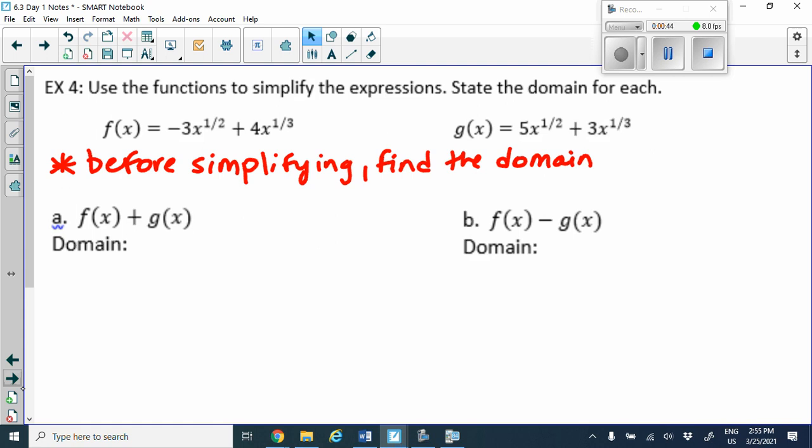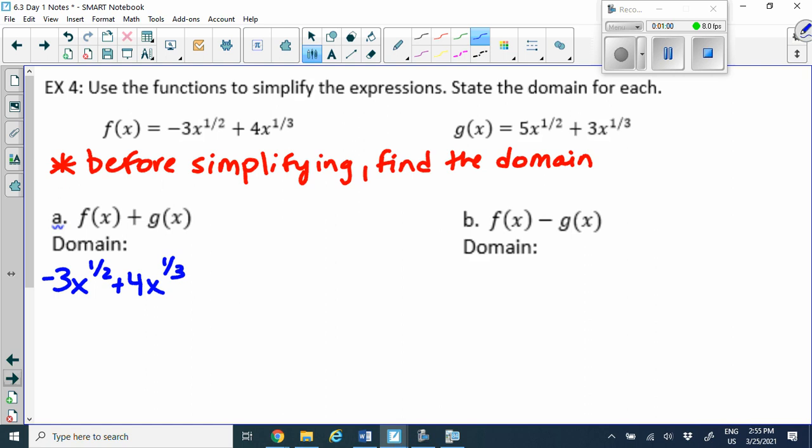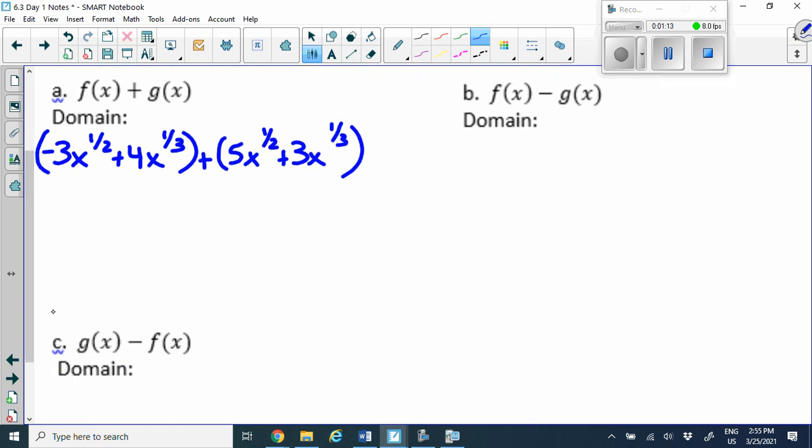Okay, so our first one, we have f of x. Now notice we now have multiple terms here. We have negative 3x to the 1/2 plus 4x to the 1/3. And we're adding that, I'm going to put that in parentheses, so I know that's my f of x, with the 5x to the 1/2 plus 3x to the 1/3. Now, before I actually add and do all my simplifying, I need to determine the domain.